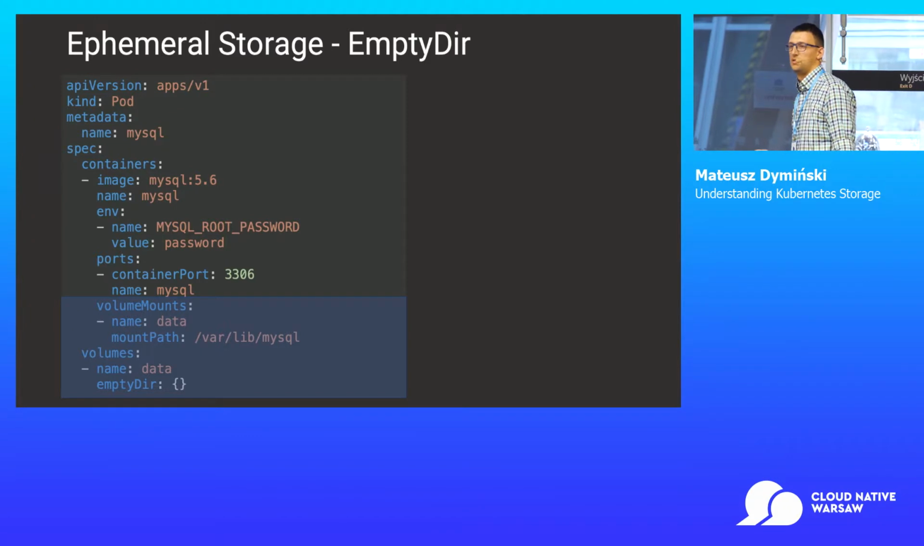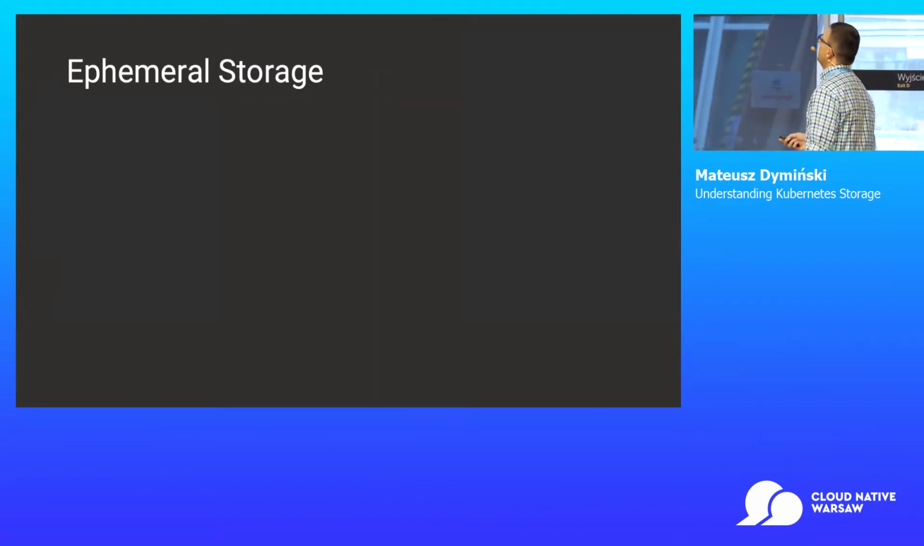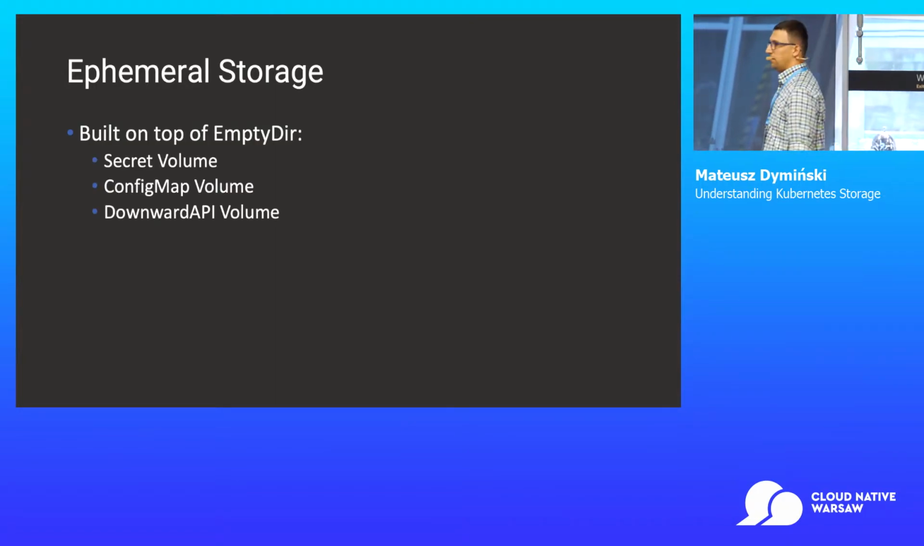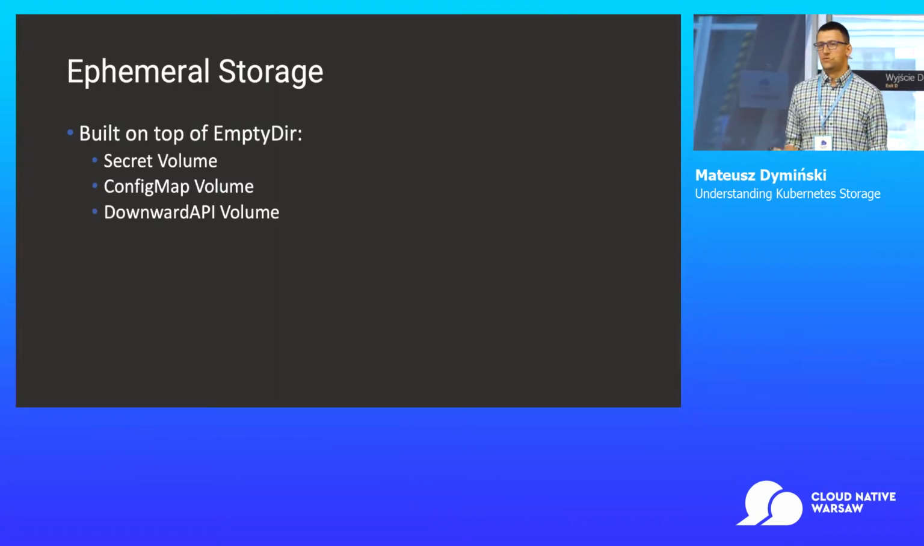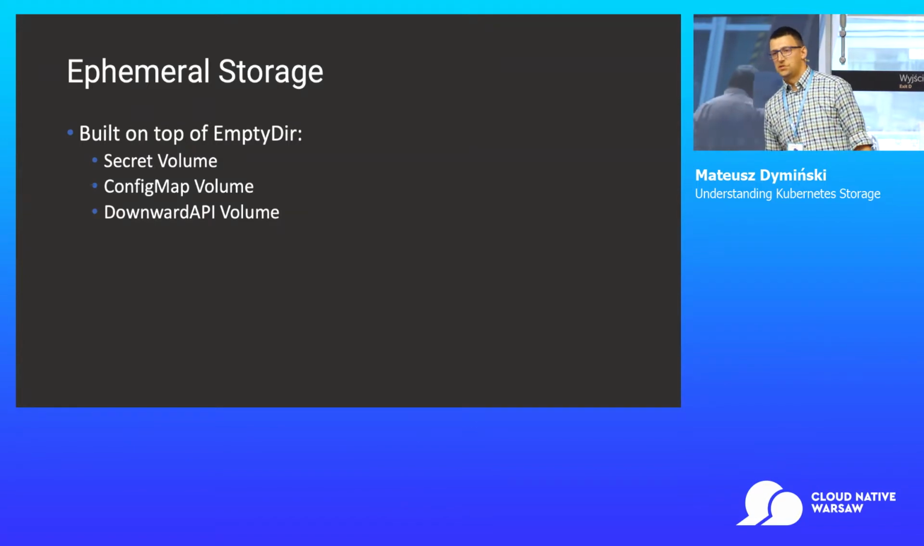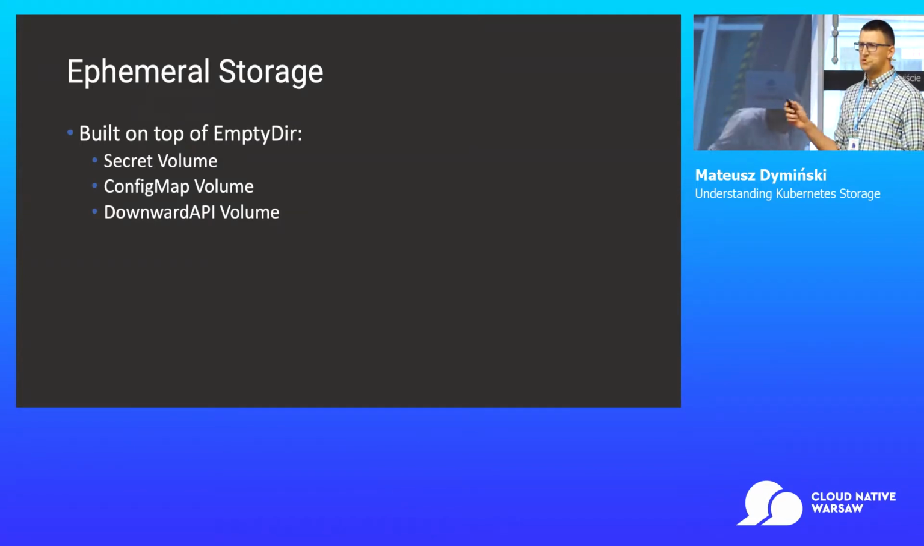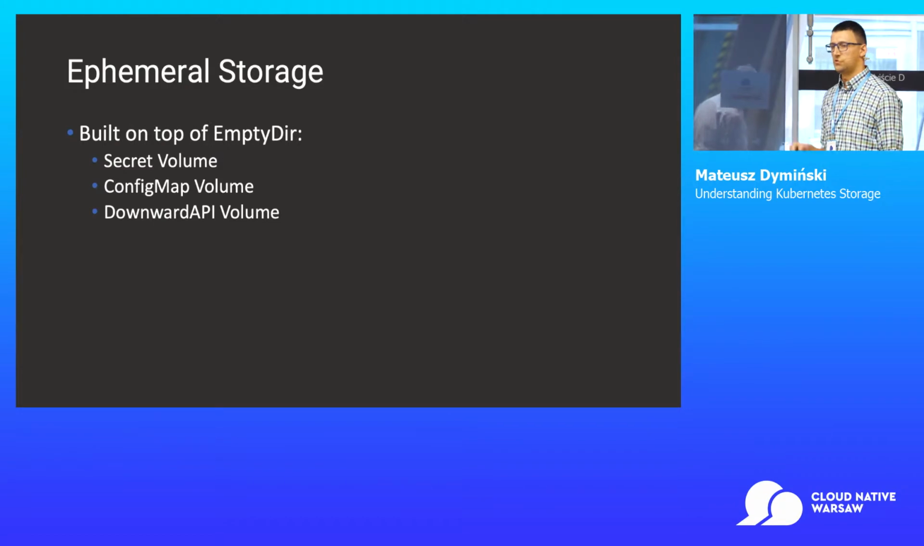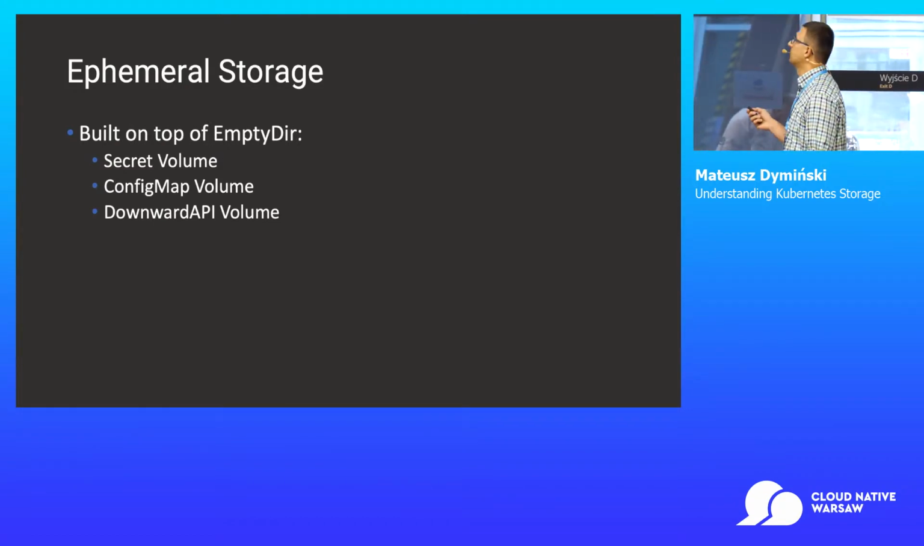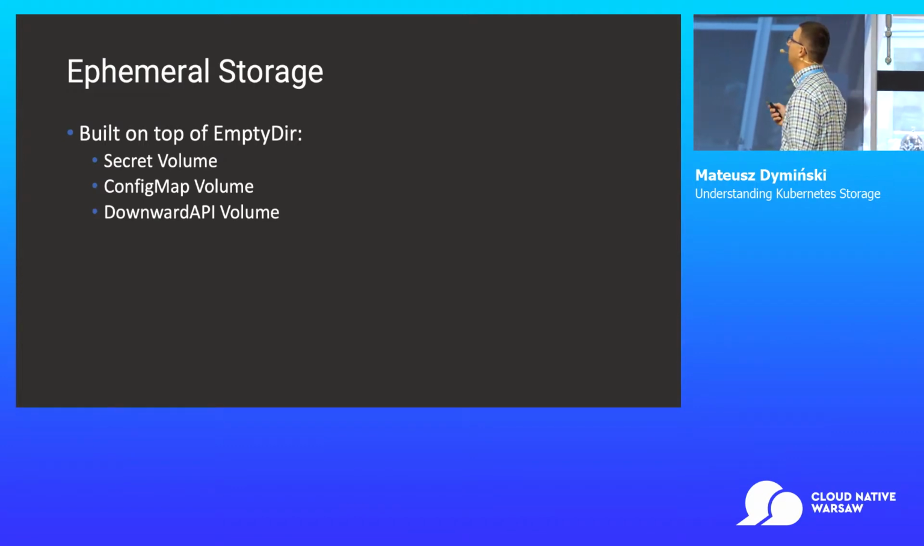Probably everyone at least runs something like that in their life. But it's easy. It's not very useful because, I don't know, we can use it for tests. But there are some concepts in Kubernetes which are really useful and are built on this kind of storage, like the ephemeral one. And those are the secret volume, config map volume, and downward API.